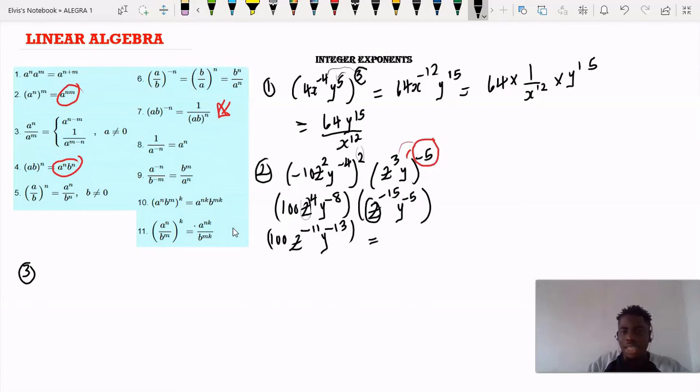Oh, guys, you can also write this as 100, then divide z raised to the power of 11, then multiply y raised to the power of 13. You can also leave your answer like this.